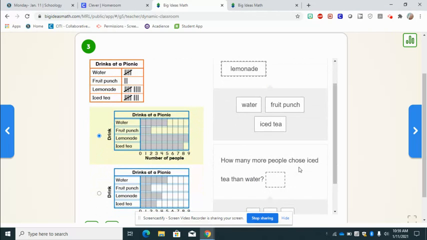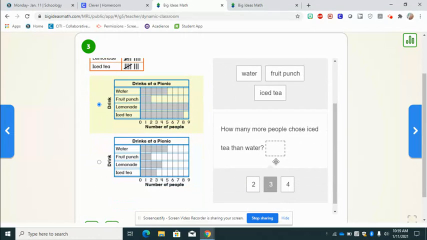How many more people chose iced tea than water? So we're going to look at iced tea and we're going to look at water. Iced tea, there were 8 that chose iced tea, and there were 5 that chose water. I know that 8 is 1, 2, 3 more than 5, so our answer is 3.